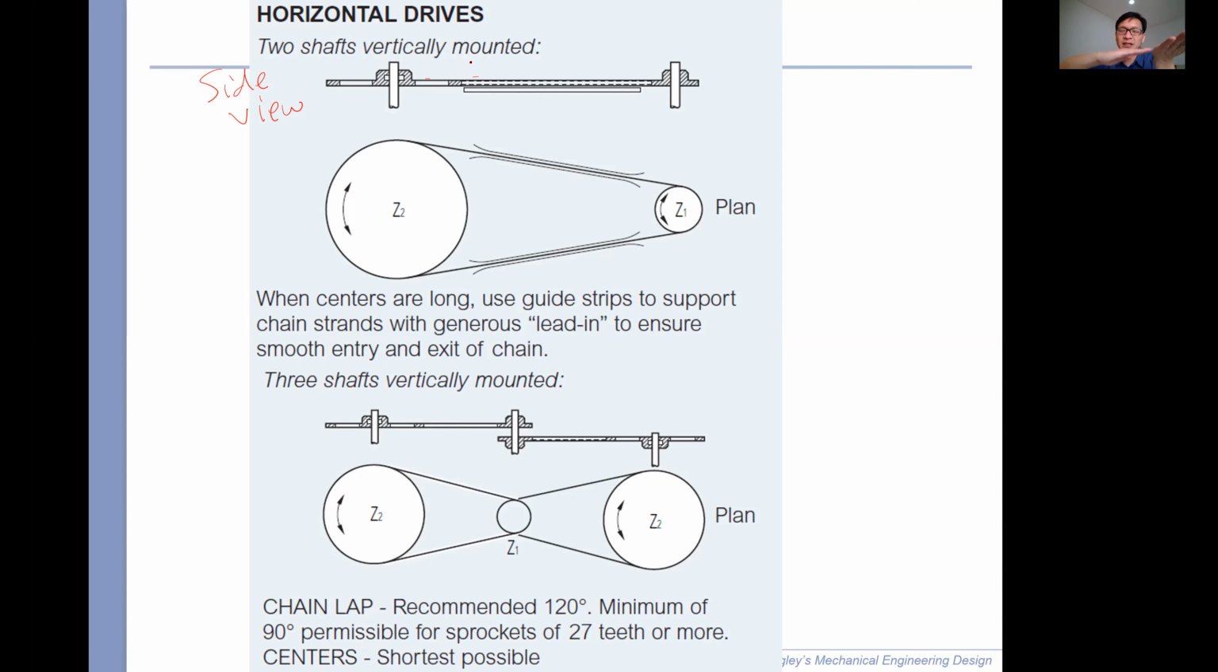Chain kan berat ya, nggak seperti belt. Chain itu lebih berat. Jadi dia cenderung jatuh dan dia bisa go out, exit the sprocket kan. Jadi harus dikasih guide ya. Jadi di sini support chain. Again, if you have to, right? Not ideal.